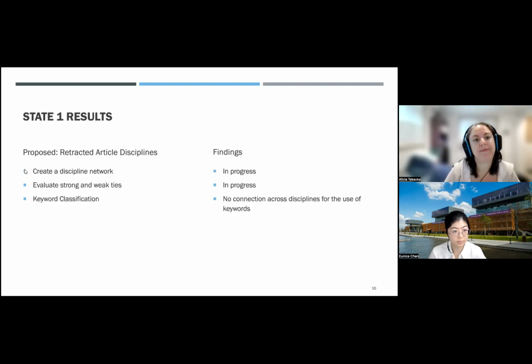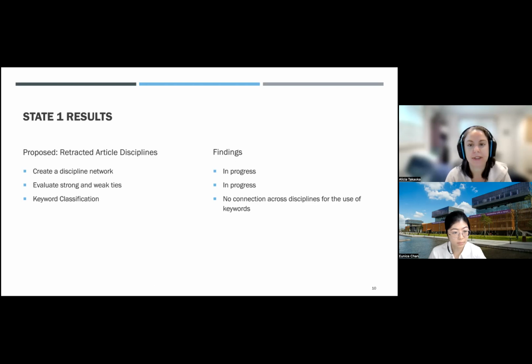So stage one, again, what we said we would do is create a discipline network. So that's the journal themes. And discipline, right, is sociology, medicine, and also those 5 large categories that Eunice talked about and we kept seeing in the earlier graphs. And then we would evaluate strong and weak ties. That is also in progress.